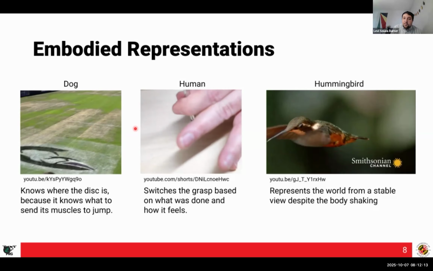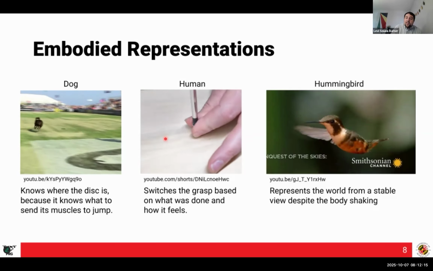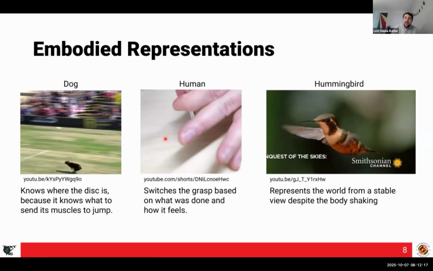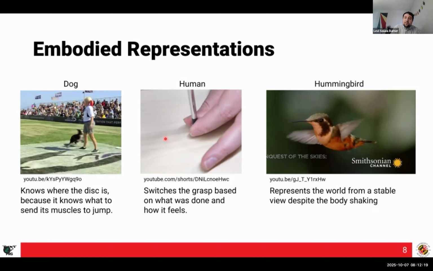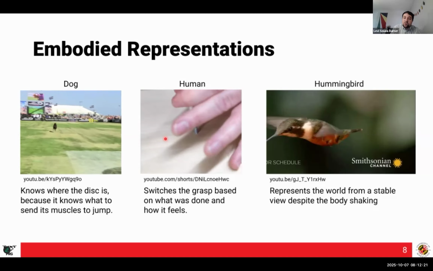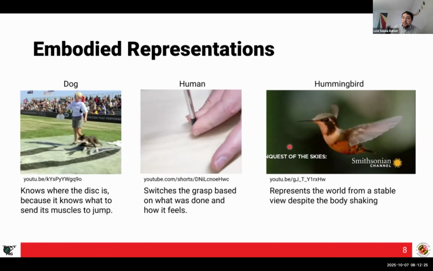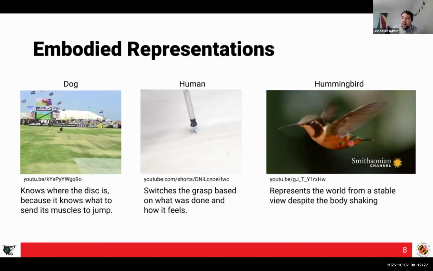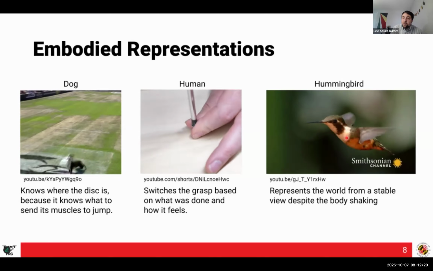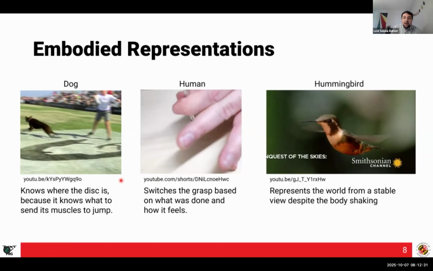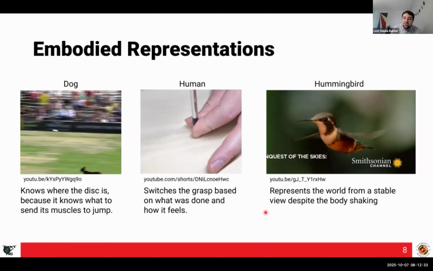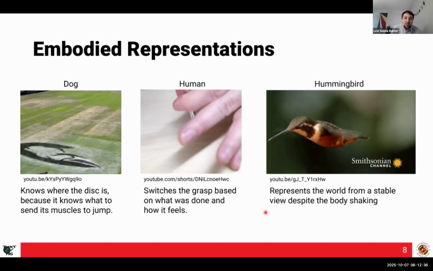But this goes further than that. We can imagine humans who, when they insert a screw, they've learned exactly what they must feel with their fingertips when they switch from the screw to the screwdriver. Or the hummingbird, who has somehow found a way to stabilize their head independently of their body so that they can view the world in a stable way. And all of these things were done without necessarily a calibration to the meter. Instead, these systems learned to do this online.